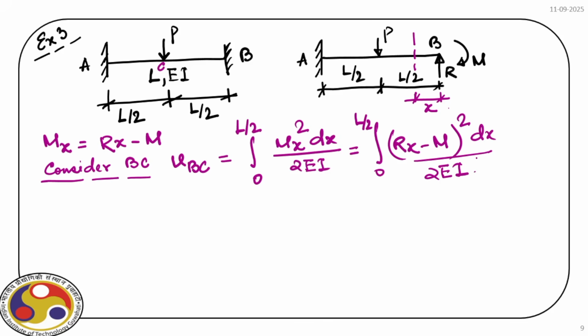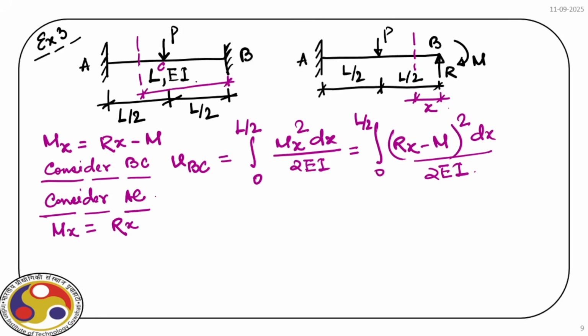Now, we can consider the segment AC. So now consider AC. So for this segment, we have Mx is equal to, again, Rx. Let this section x be at a distance x.